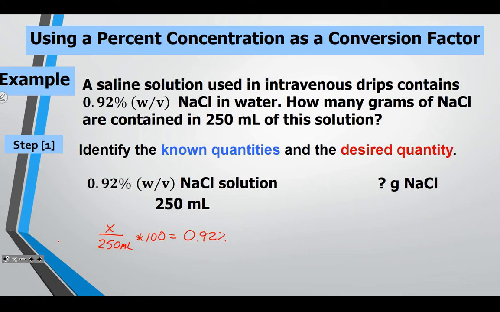We're going to times both sides by 250 milliliters. Milliliters will go out. We'll divide both sides by 100. And I'll get my answer. And it will be in grams, because since it's weight per volume, grams per milliliter, the milliliters will cancel and leave me with grams. So what do we get? 2.3 grams is what I heard.